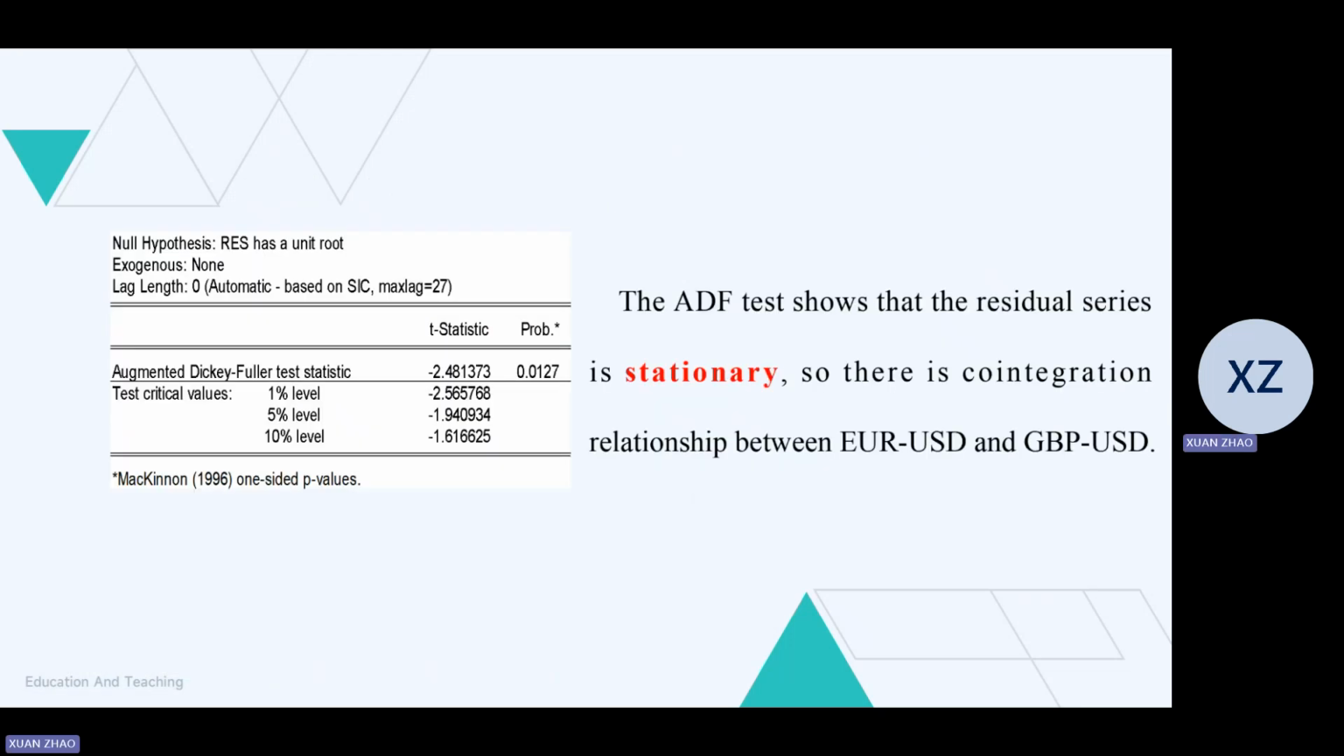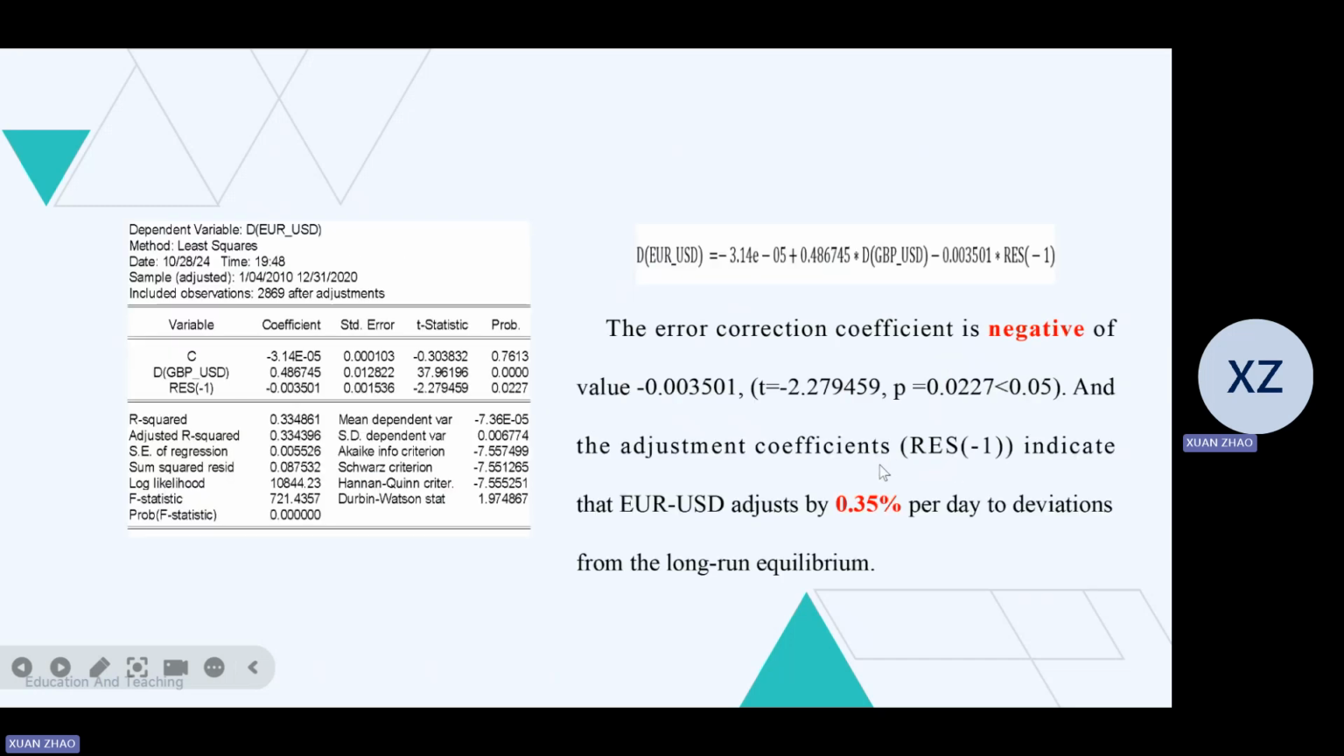Then we conduct the ADF test for RES, the error term. The ADF test shows that the residual series is stationary, so there is a co-integration relationship between Euro USD and GBP USD. Then we estimate an error correction model using the saved residual, RES, as the error correction term.